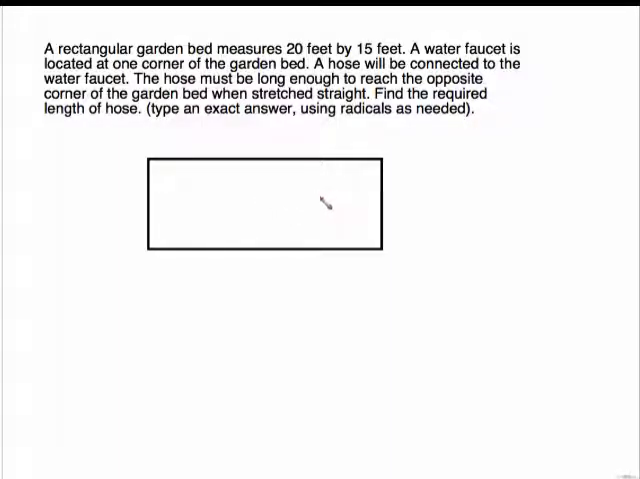This says a rectangular garden bed, there's my rectangular bed, measures 20 feet by 15 feet. A water faucet is located at one corner of the garden bed, and a hose will be connected to the faucet. The hose must be long enough to reach the opposite corner of the garden. So I'm looking for that length right there. Well, what you have is a right triangle.